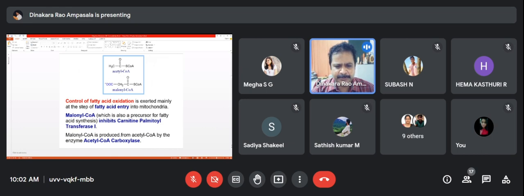Methylmalonyl-CoA is produced from acetyl-CoA by the enzyme known as acetyl-CoA carboxylase. After beta oxidation, the acetyl-CoA molecule will be present. In the presence of acetyl-CoA carboxylase, a carbon molecule will be ligated to this molecule, so it becomes methylmalonyl-CoA. So methylmalonyl-CoA is the competitive or regulatory inhibitor for carnitine palmitoyl transferase 1, which is present in the mitochondria outer membrane, on the cytosolic side.